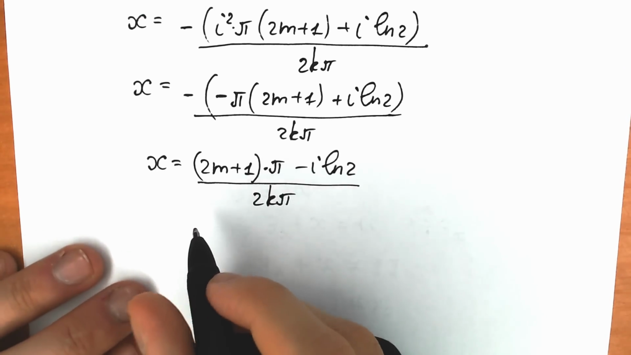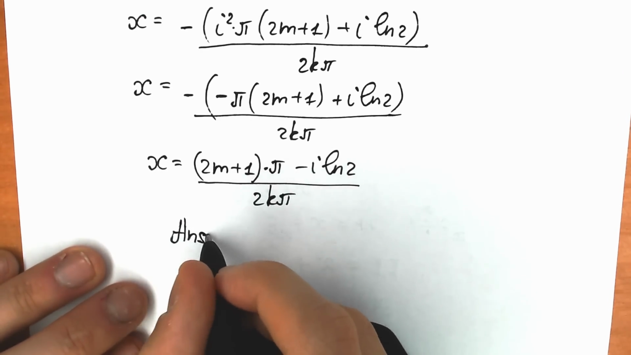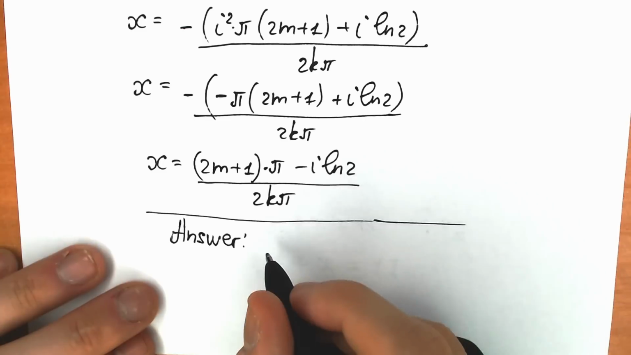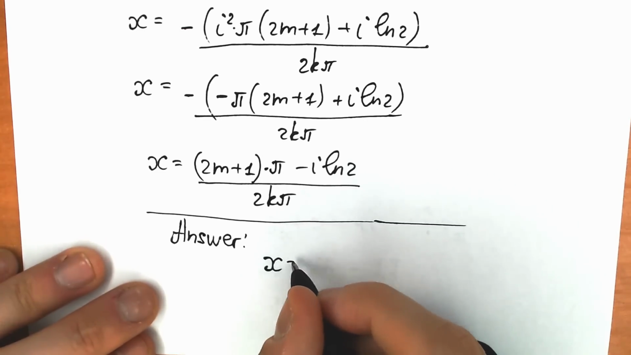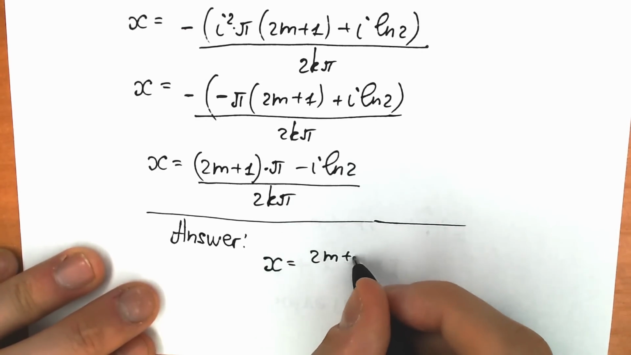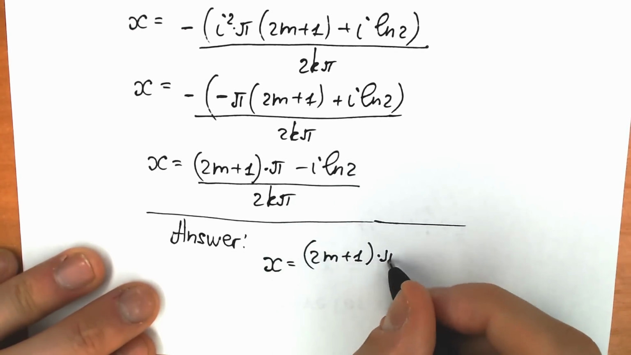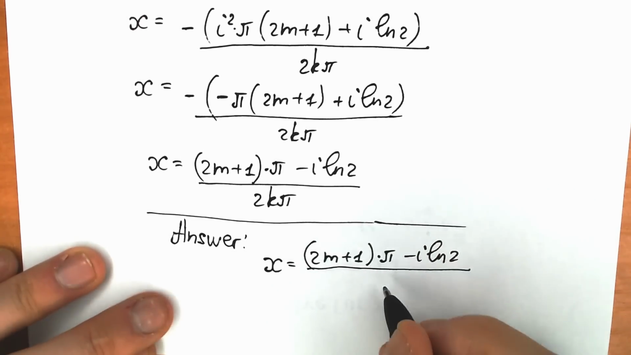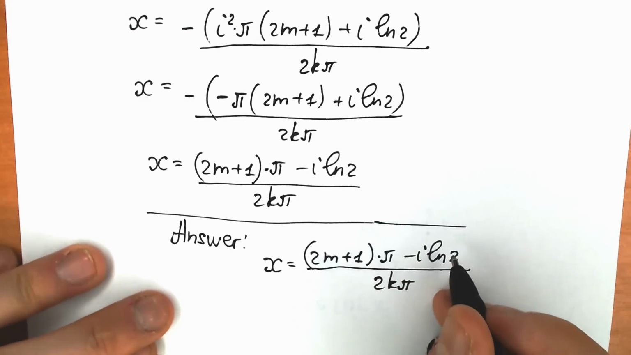So let's write our final answer to this question. This is our answer. Let's write it once more right here. So we have x equal to 2m plus 1 in our numerator times pi minus i natural log 2. This is our numerator, and we divide all of it by 2k pi. But don't forget about the restrictions.